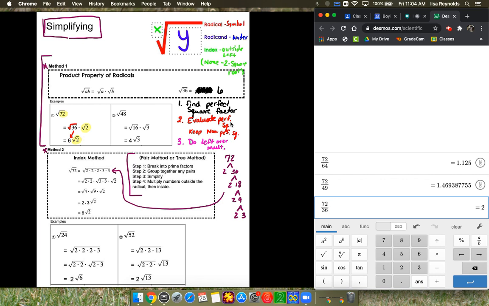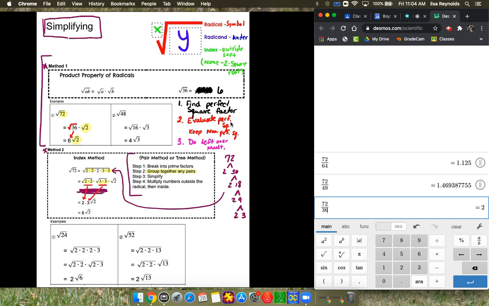Once we have that, we group together pairs. So the pair of 2 and 2, and the pair of 3 and 3. And then we simplify those pairs. Now you can actually skip this step where you multiply and then break it back out, because the square root is anything that you multiply by itself to get that value. So the 2 times 2 gets us to 2. The square root of 3 times 3 is 3. And then we keep the square root of 2.